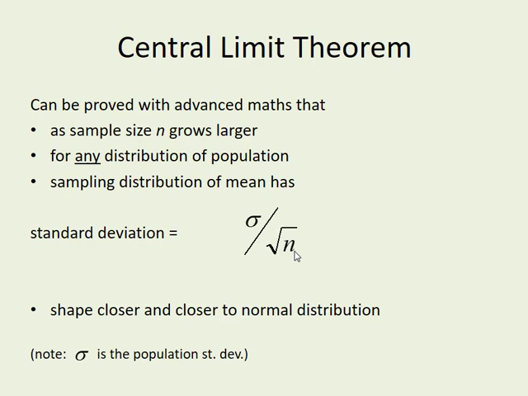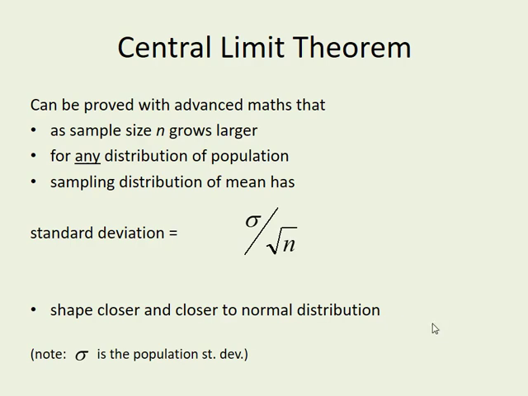So as the sample size gets bigger and bigger, you divide by this square root, and that reduces the standard deviation. In other words, that's reducing the spread of those sample means. So if you had a sample size of 16, the square root of 16 is 4, so the standard deviation would be 4 times smaller. If you look back at the demonstration, you should be able to check for yourself that that worked. Not only does that happen, but the shape of the distribution gets closer and closer to a normal distribution.